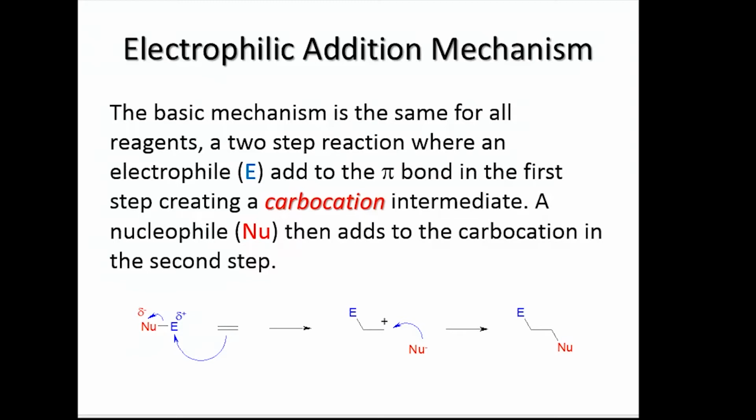The second part of the reaction involves a nucleophile, right? A species seeking the nucleus. That adds to the carbocation in the second step of the reaction. So here we have our nucleophile. The double bond, the pi electrons, will seek out the electrophile because it's partially positive, liberating the nucleophile. This creates an intermediate of a carbocation, a species with a positive charge. The nucleophile will then add to that carbocation.